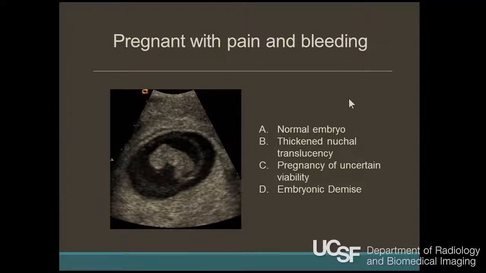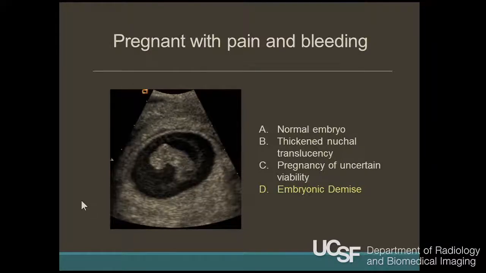So this is a pregnancy with pain and bleeding. Sorry, this was a cine clip. So is this a normal embryo, or does it have a thickened nuchal translucency? Is it a pregnancy of uncertain viability or embryonic demise? So this is embryonic demise.